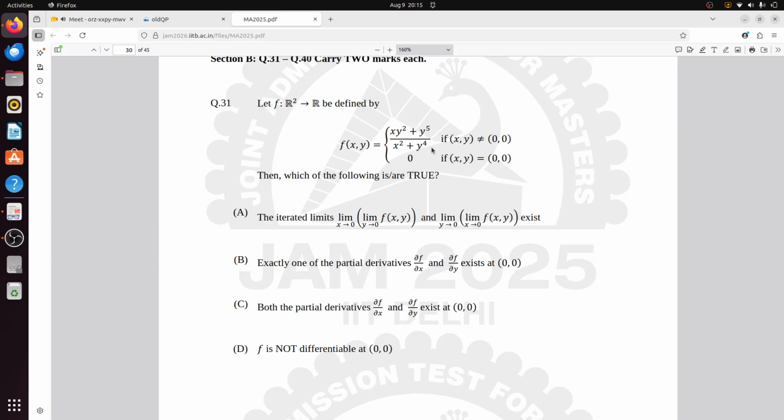In the numerator you will get f of hk minus k. Yes. Now you need f of hk minus k. Okay. Now your f of hk is hk square plus k power 5 by h square plus k power 5. This k power 5 and k power 5 will cancel each other.